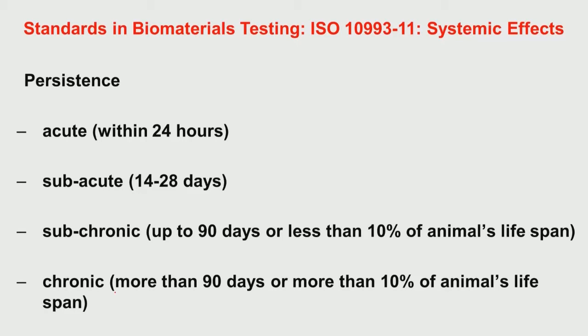Subacute is typically observed within 14 to 28 days, that means 2 to 4 weeks, and subchronic is up to 90 days, like 3 months, or less than 10% of the animal's lifespan.